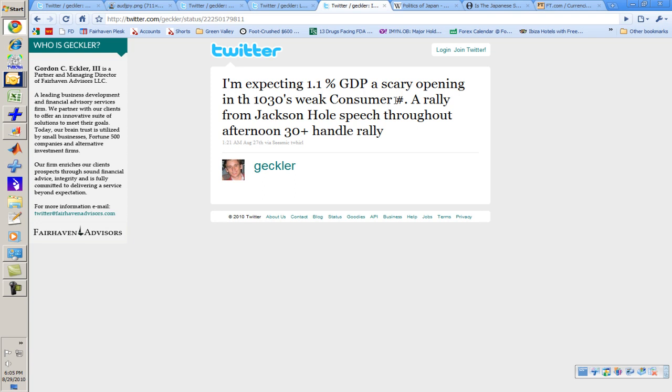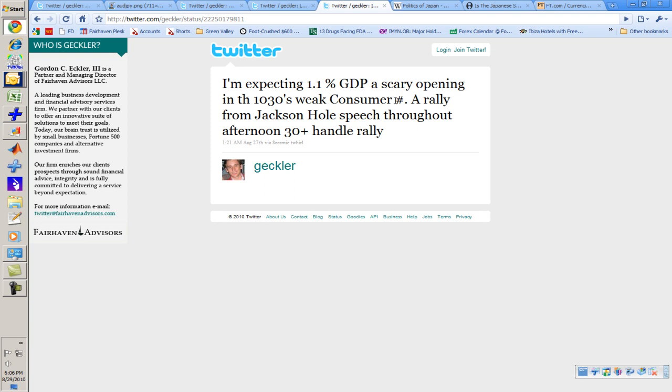I was expecting the GDP revision to come in at 1.1. I got a lot better than that, 1.7, 1.6. I thought it was going to be a very scary opening, down to the 1030s on a weak consumer number. The opening wasn't quite that bad, but we did get to that level. So I got my first entry in size, as you guys saw, at 1043, and I added just down at the lows at 1038.75. And that was my day position. That proved to be a very nice trade, along with the Australian dollar exposure from the night before.